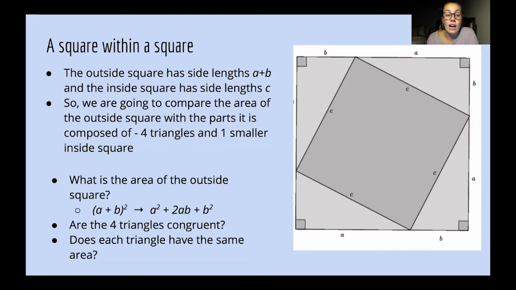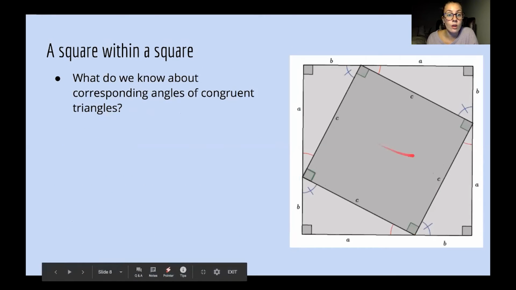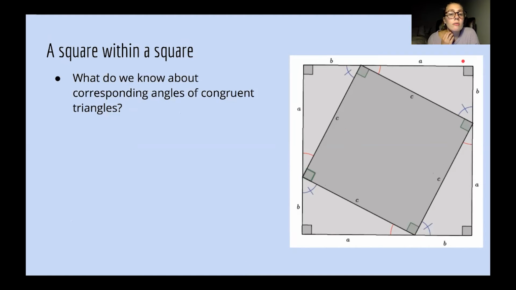Does each triangle have the same area? Yes, we talked about that in the previous slide. If triangles are congruent, then they have the same area, and they will have the same size, shapes, and angles. What do we know about corresponding angles of congruent triangles? Well, let's think about this for a second. What do we know about corresponding angles of congruent triangles?